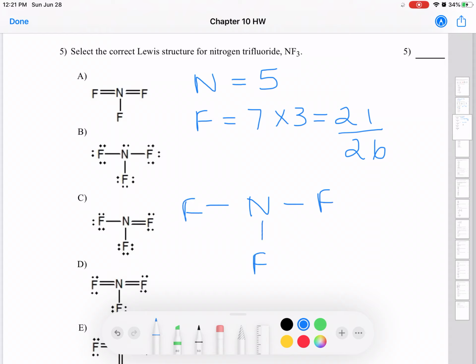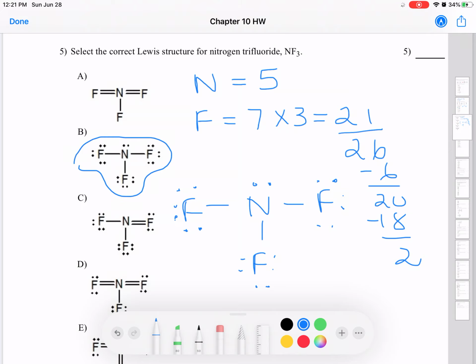So from 26 you have used 2, 4, 6 for the bonds. So you are left with 20. So these 20 electrons you put as lone pairs. So you put 6 there, 12 here, and then another 6 will make it 18. So there are 2 left. So that you're going to put on nitrogen. So that will give you the correct Lewis structure for NF3 as this one, right?